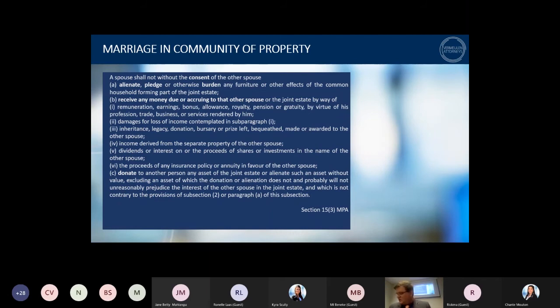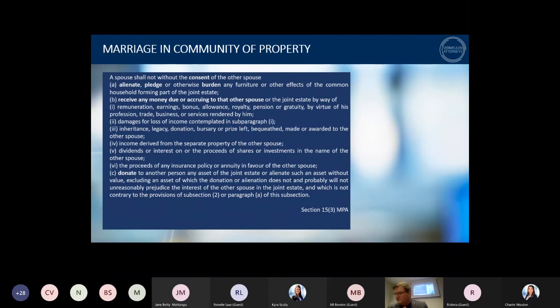So, what can you not do without consent? You cannot alienate, pledge, or otherwise burden any furniture or other effects of a common household forming part of the joint estate. Think of the angry spouse giving away their spouse's Xbox or whiskey collection, or hunting rifles, or fishing rods, or whatever the case may be.